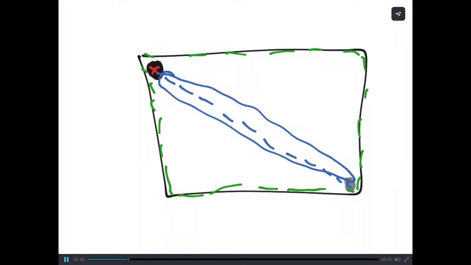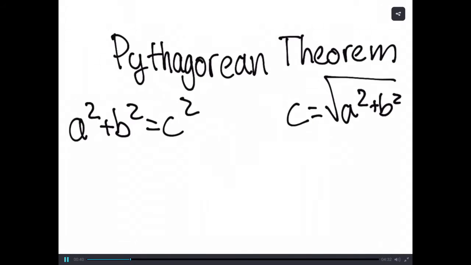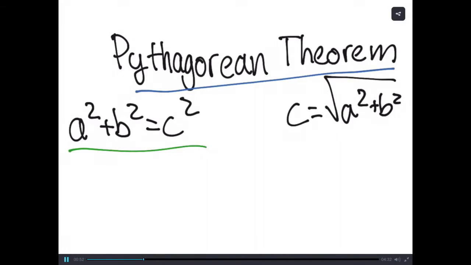Let's find out why. So first we need to figure out what rule we're using over here, and the one we're using is the Pythagorean Theorem. The main formula which it revolves around is a squared plus b squared is equal to c squared. This can also be written as c is equal to the square root of a squared plus b squared, and these two are equal, so don't get mixed up.